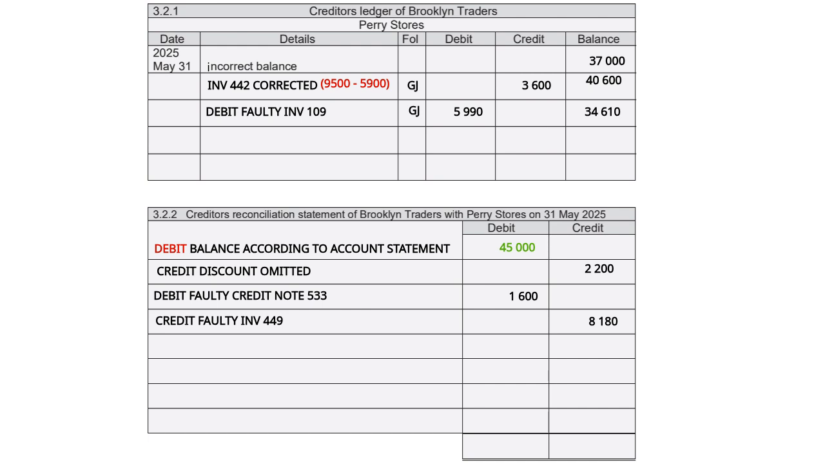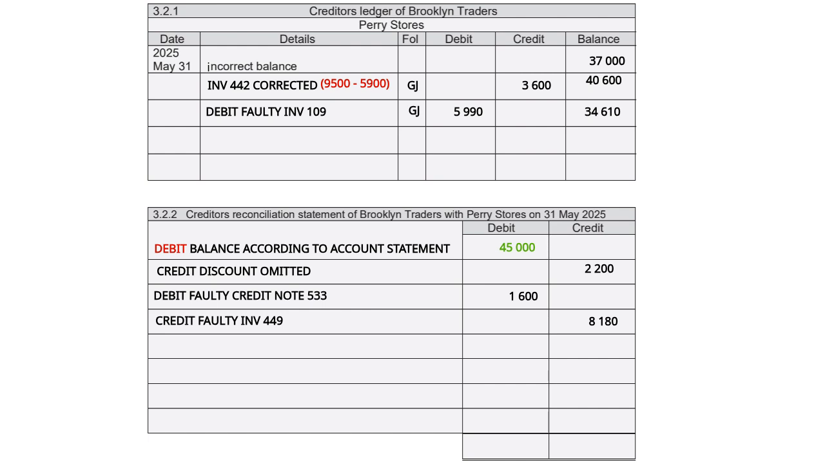And if you're not sure where I got the 5990 amount from, again, if you go to additional information number 2, under your creditors ledger, you will see invoice 109 renumbered on the 23rd, and that invoice was for 5990.